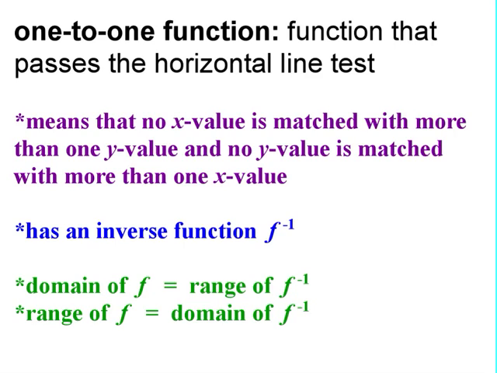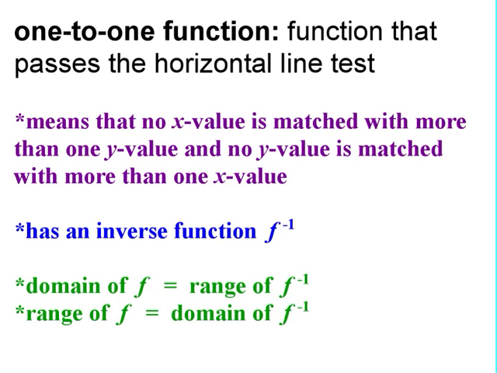Okay, so we know a function is one-to-one if it passes the horizontal line test. This statement in purple is pretty important because this is exactly what a one-to-one function is. No x value is matched with more than one y value. So that means for every x, there's exactly one y value. And also, no y value is matched with more than one x value.